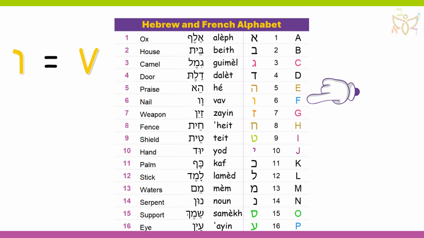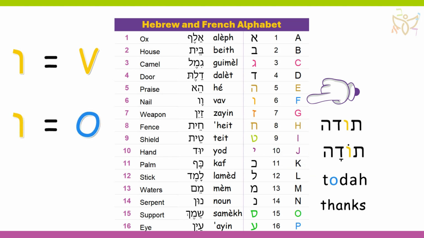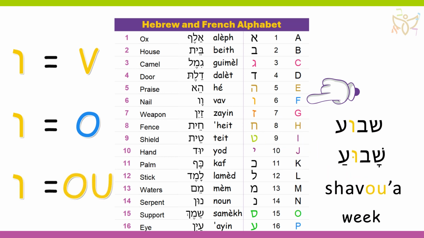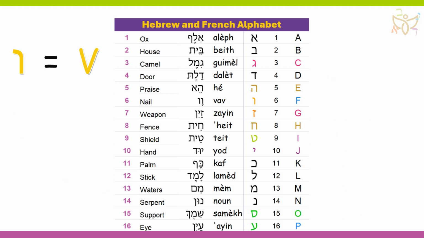Yes, that's correct. The Vav is very versatile. It can be pronounced as V, as in the word avir, or O, as in the word toda, or even U, as in the word shavua, depending on the context. Note that, in reality, the consonant V arrived late in the history of the Hebrew alphabet. In ancient times, it was more of a W sound, as is still the case in Arabic. It was probably pronounced wow.